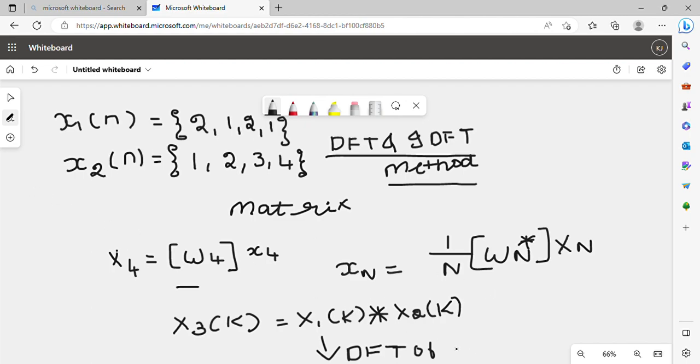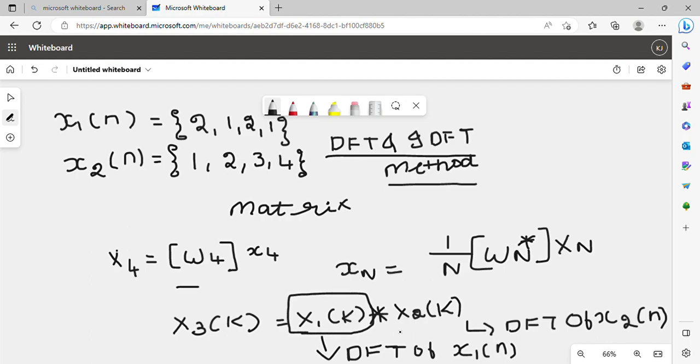This is DFT of x1 of n, and this is DFT of x2 of n, right? If the DFT of x1 of n is x1 of k, and the DFT of x2 of n is x2 of k, then what is my x3 of k? The DFT of x3 of n is x3 of k, that is, x1 of k into x2 of k. So what is this x1 of k and x2 of k?